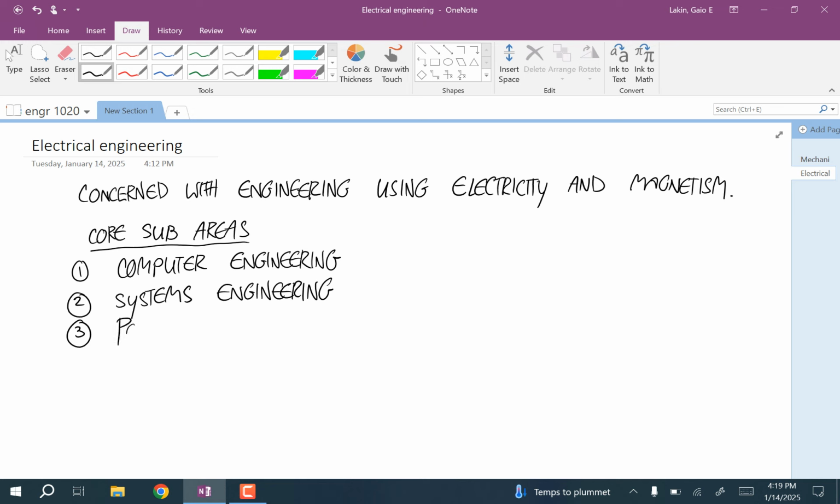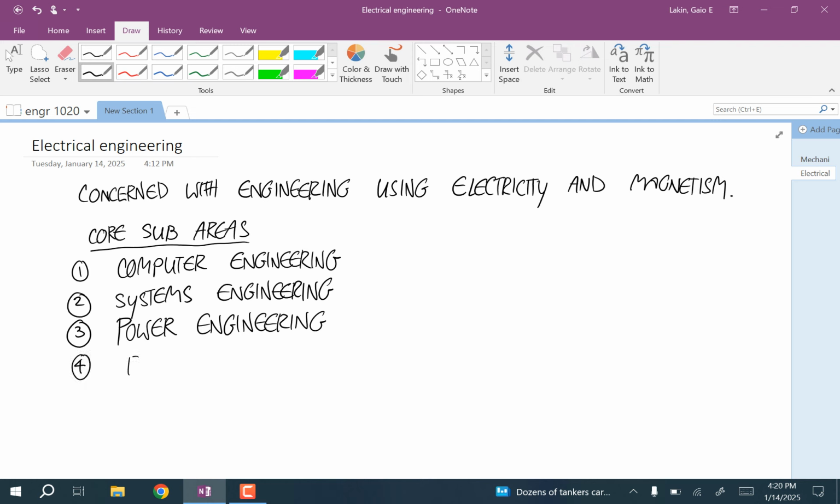Third is power engineering. What we think of as electricity, we can largely divide up into electricity that's used to send information, which is what we call electronics, and electrical power that we use for various things. And so power engineering involves the transmission of electric power.